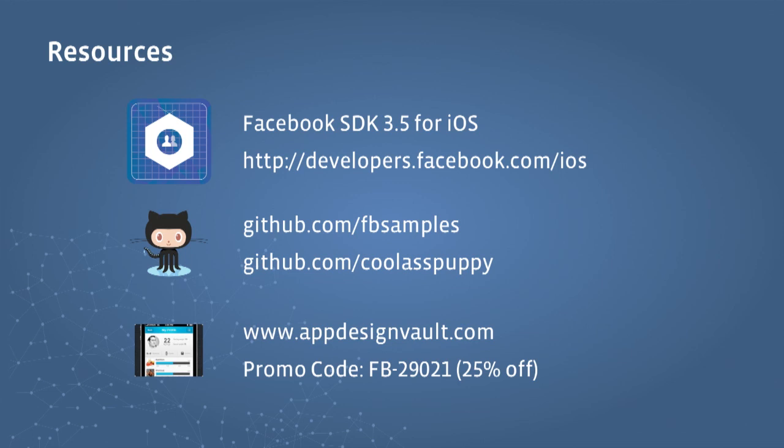You can go to our FB Samples GitHub and download all of our latest samples. We've got a sample game up there for building a gaming application, sample social applications, and so forth. My GitHub is Cool Ass Puppy. You can go up there and find the samples from the sample code that I did today as well. And you can also find some other things.